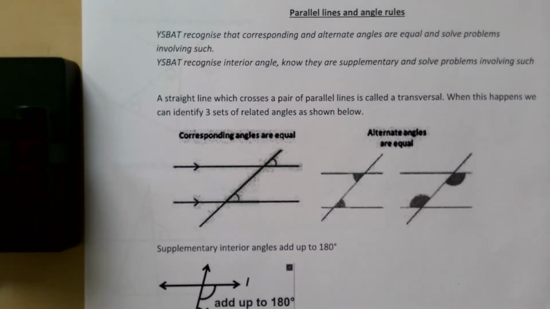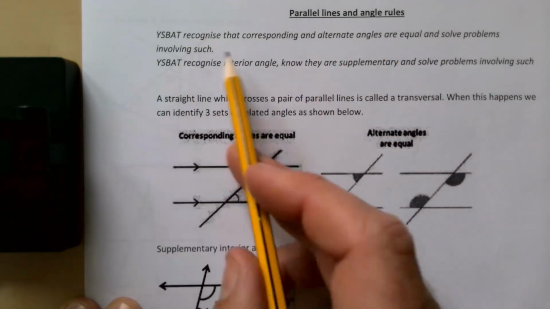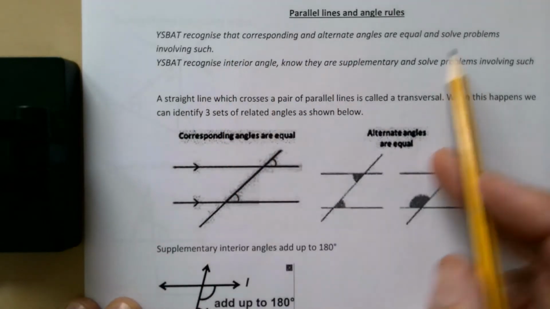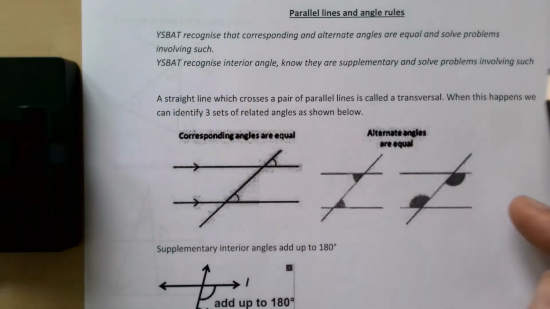Okay, this is year 8, unit 5, and we're looking at parallel lines and angle rules. You should be able to recognize corresponding and alternate angles are equal and solve problems involving such. Don't worry about those big words, we'll explain in a wee second. Recognize an interior angle, know they are supplementary, and solve problems involving such.